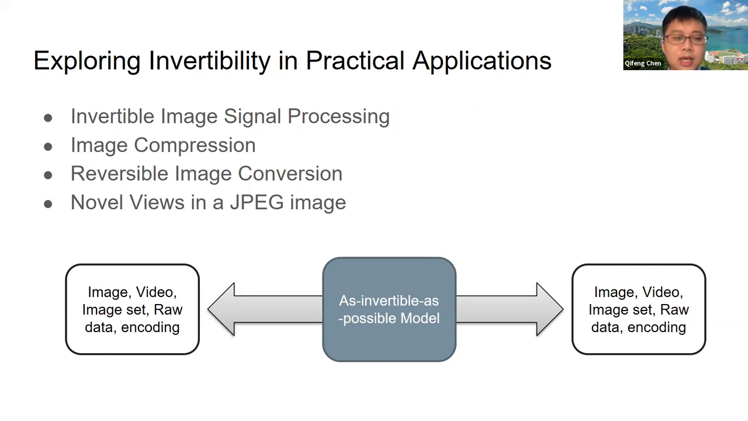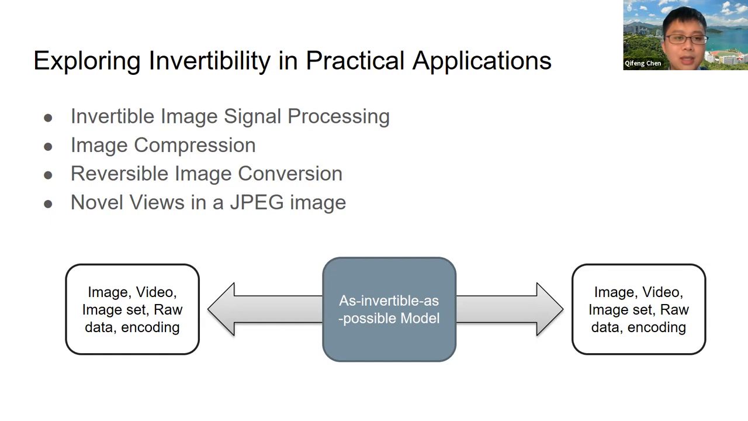In this talk, we'll talk about four applications of such models. The first one is invertible image signal processing. In this task, our camera receives photons, and then that is represented as some raw data. Then there is an image signal processing pipeline that converts the raw data to the RGB image. There is research on how we can convert the raw data to nice RGB images. There is also research on how we can restore the original raw data from the RGB image. So we will combine the two tasks together.